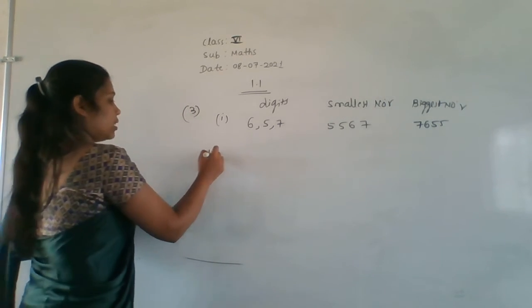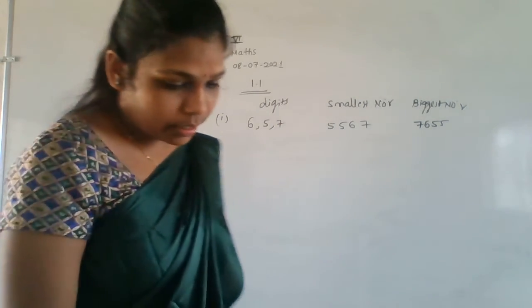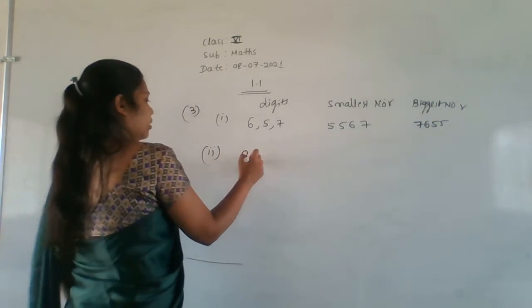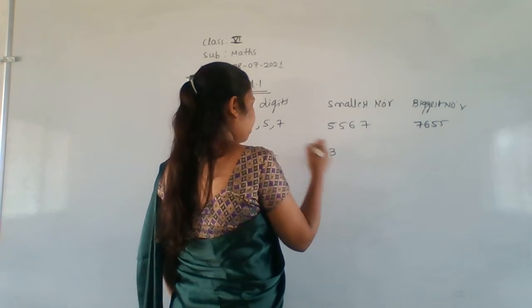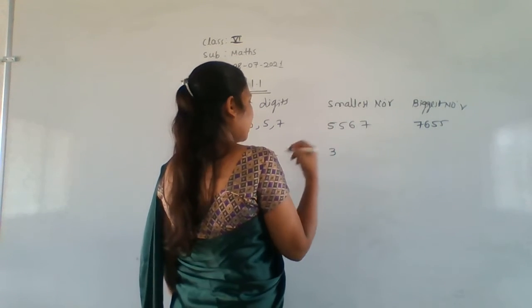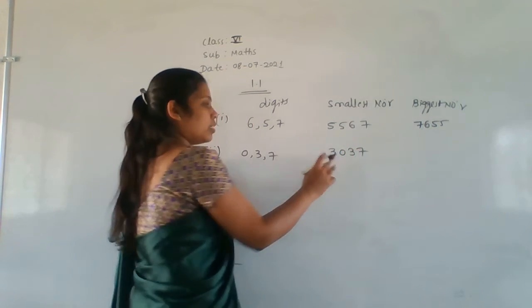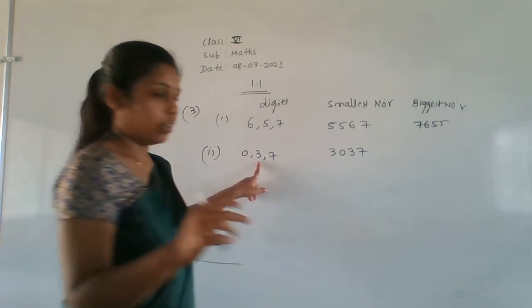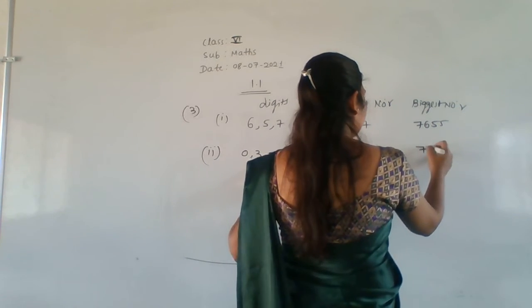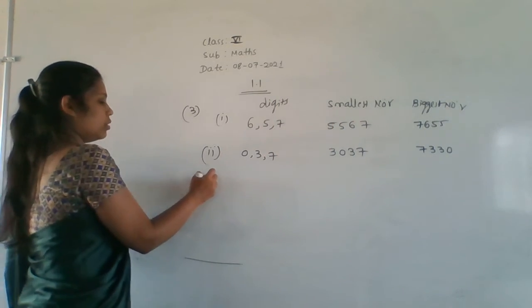Okay. So next, the second one, that is 0, 3, 7. Now I use 3 twice. So 3, 0, 3, 7. For the number 3, I am using it twice. 2 times I am using a 3 here. Next, the biggest number is 7330. Okay. So next is the third one.